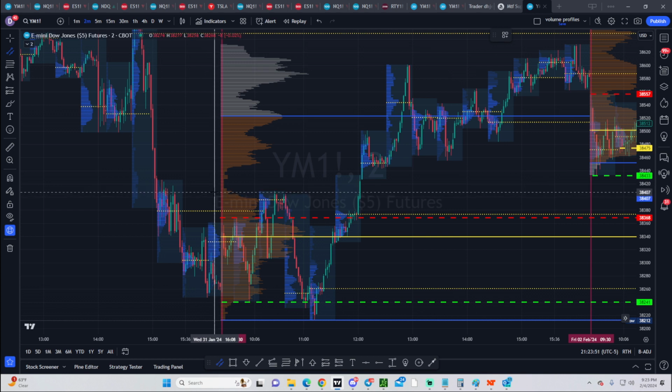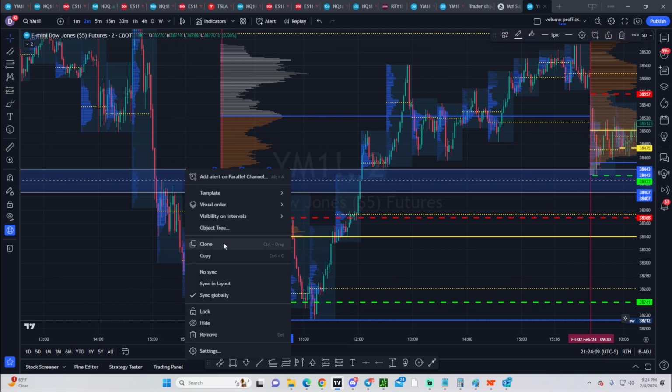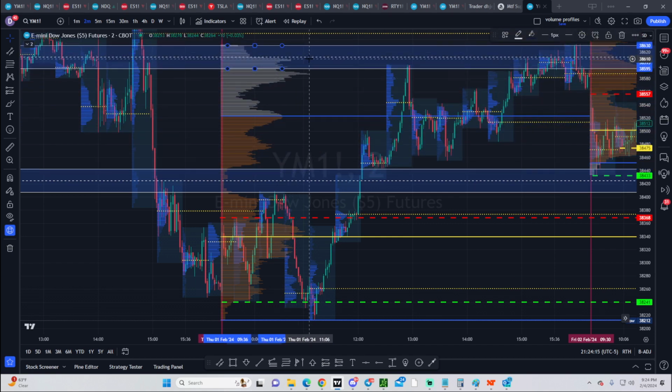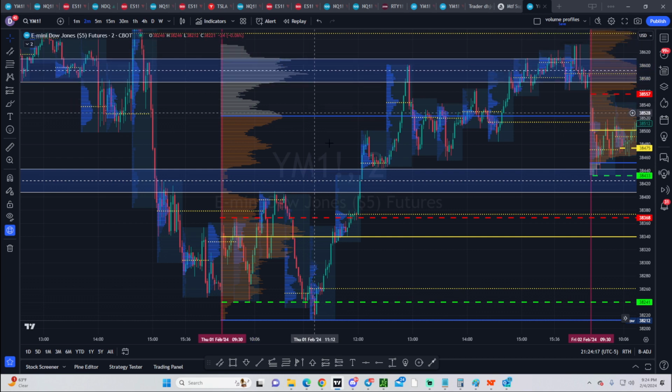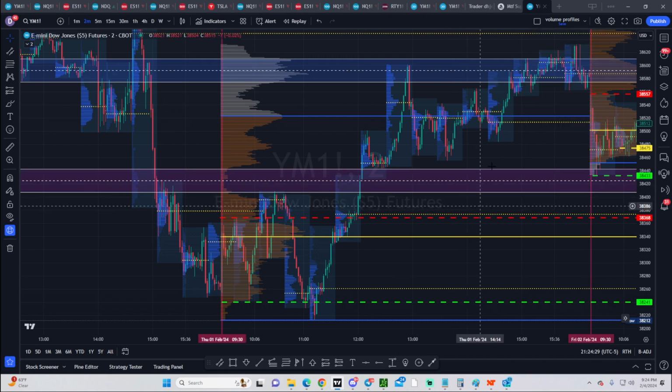This is a low volume node. Okay, so you see a low volume node basically doesn't have a lot of volume. It is a skinny portion of the profile here, right? And then here we have a high volume node. We're gonna clone this one. The high volume node is right here in this area. Let's just make this one low volume. Let's just make it purple. High volume. We have another high volume here.